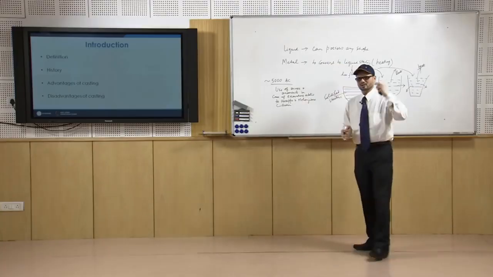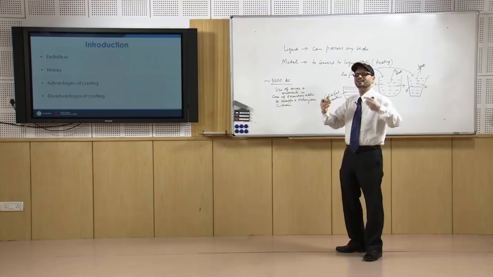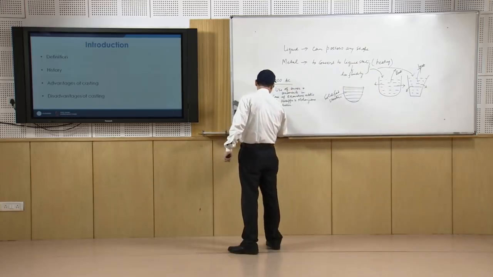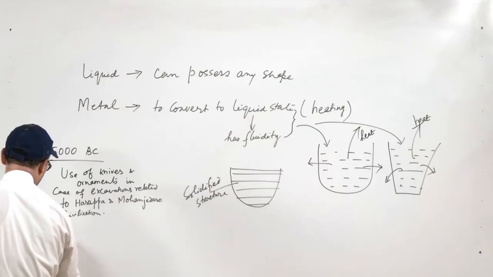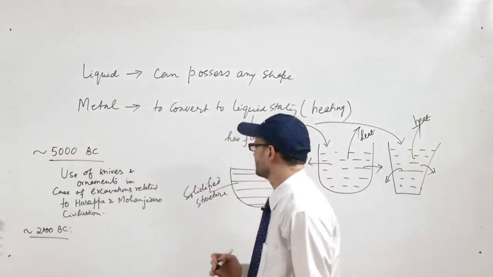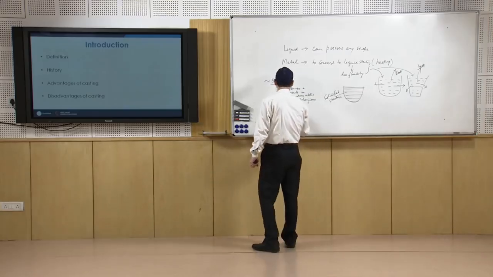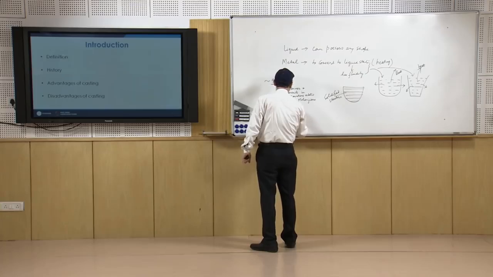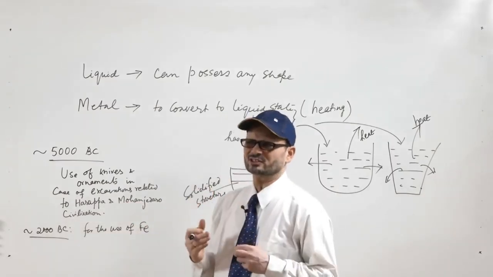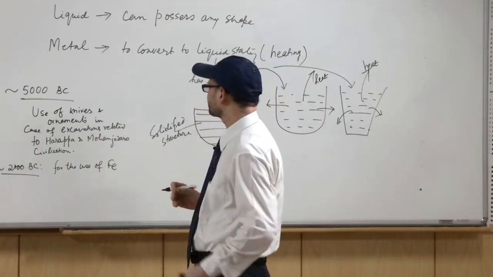So, in those days also it has been seen that this was there in its place. Around 2000 BC, the Greeks were supposed to be the first users of iron. These applications of this process were for the guns, for the tools.